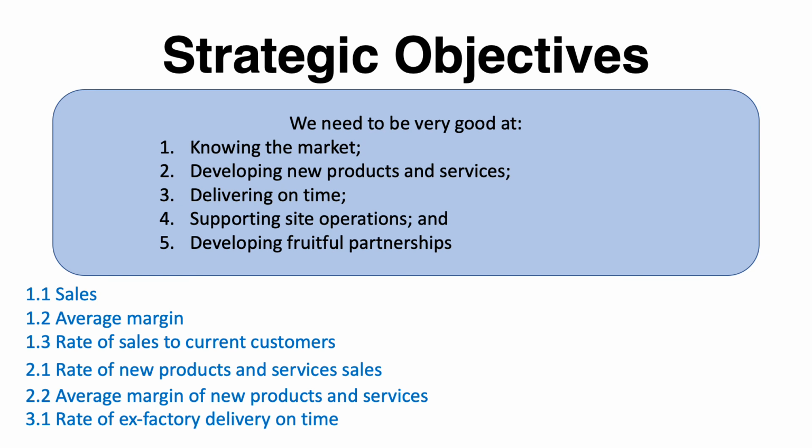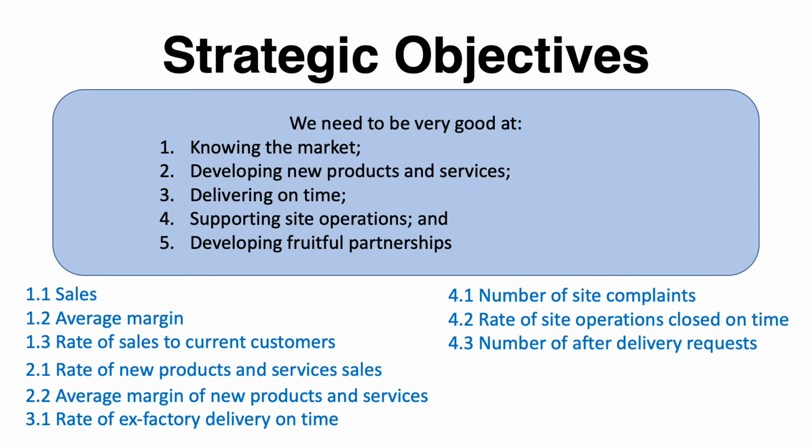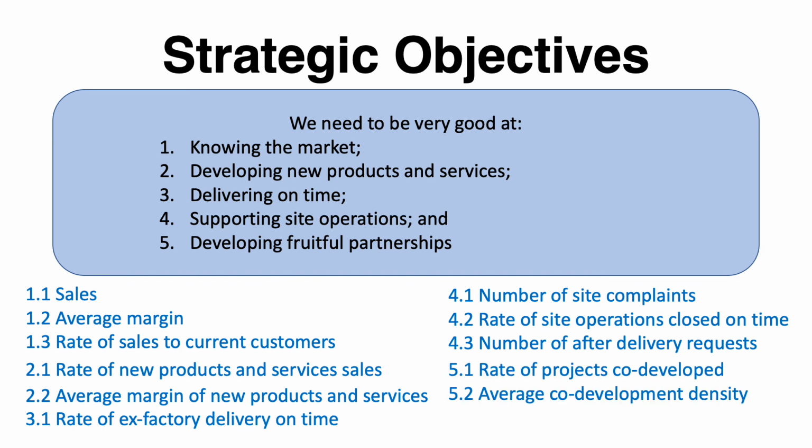Supporting site operations can be translated into number of site complaints, rate of site operations closed on time, number of after delivery requests, and strategic objective number 5, developing fruitful partnerships, can be something like rate of projects co-developed, average co-development density.